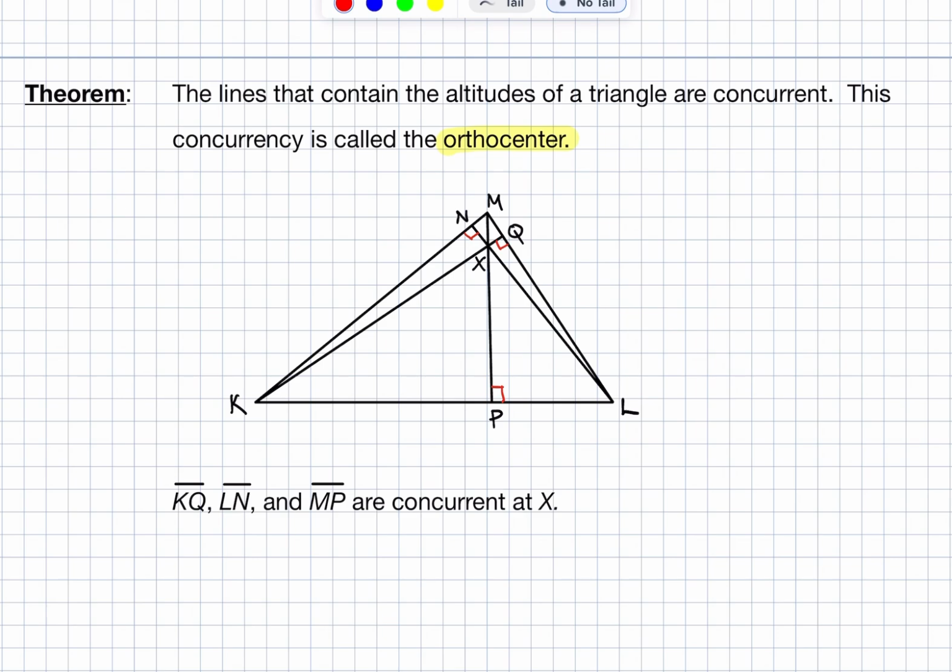Okay, and when you create those altitudes, they come together at a concurrency or intersection, and this intersection is called the orthocenter. Okay, so KQ is an altitude, LN is an altitude, and then NP is also an altitude. Okay, so all three of these altitudes are concurrent or intersect at point X, and this point X is called the orthocenter.